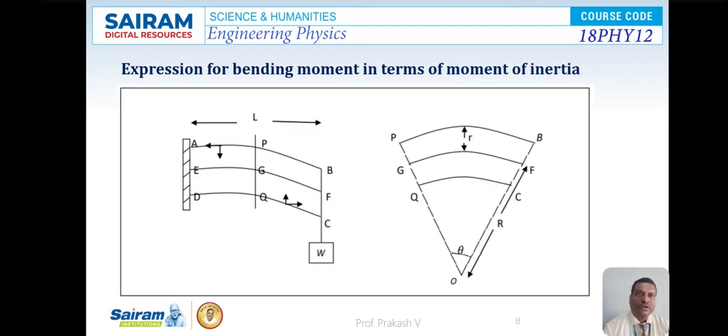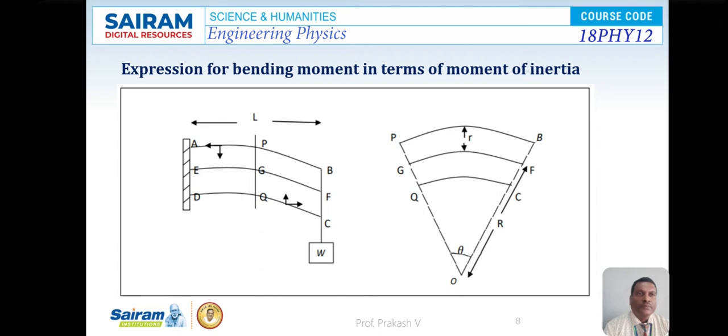So, the expression for bending moment in terms of moment of inertia. Here is a beam which is fixed at one end, that is the end AD is fixed. The other end, that is BC, is subjected to a load W, which is acting downwards. Because of the load applied, the layers of the beam bend as shown in the picture. Now let us consider the beam.